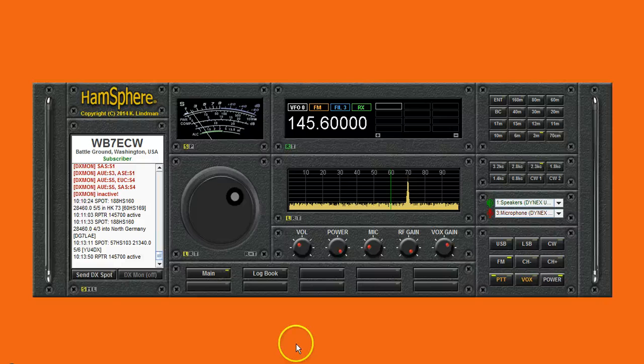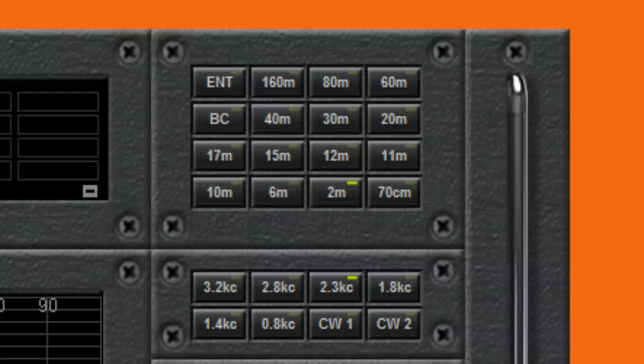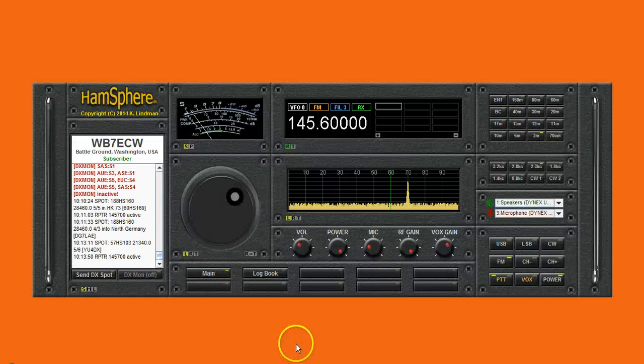on HamSphere 4. Everything from two friends on one of the 2-meter repeaters discussing their attack on the HF bands, to some music stations on the broadcast band or the BC band on your band selector there, to just some stations, some fellow hams talking on some of the HF bands.